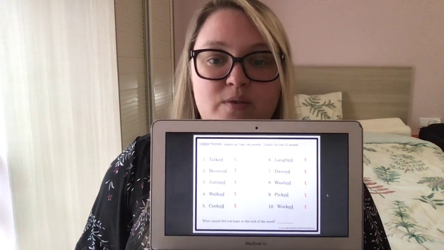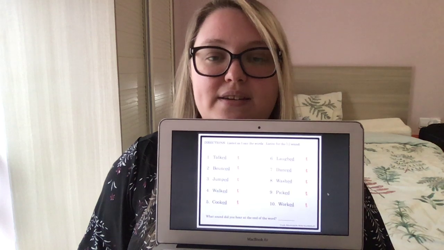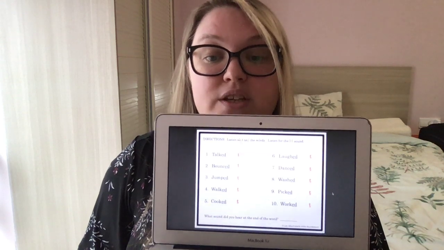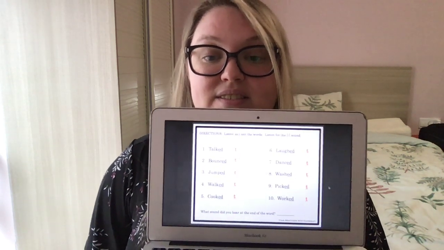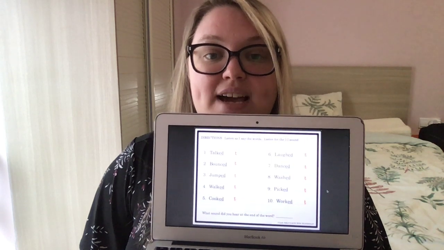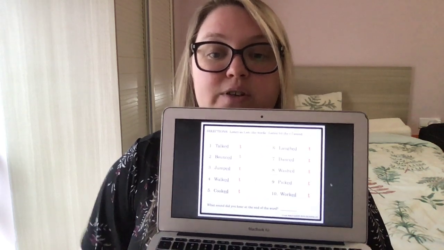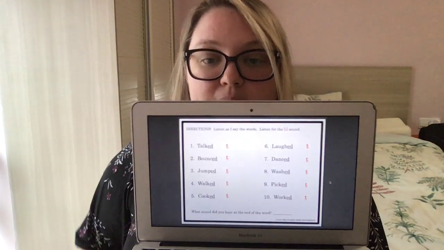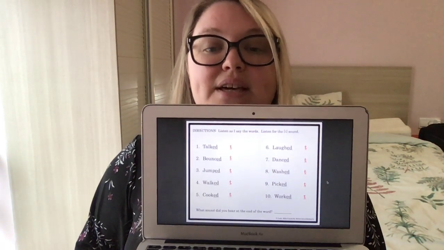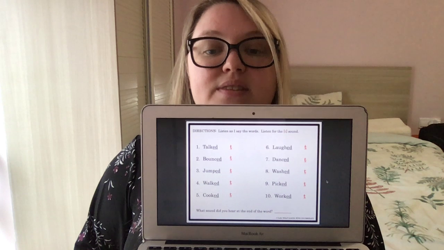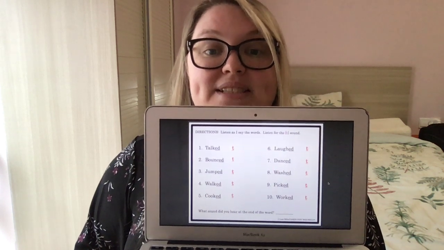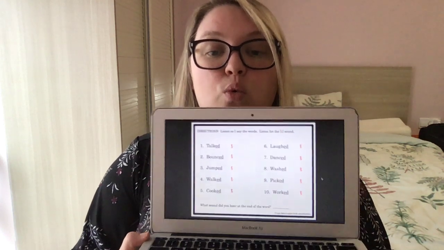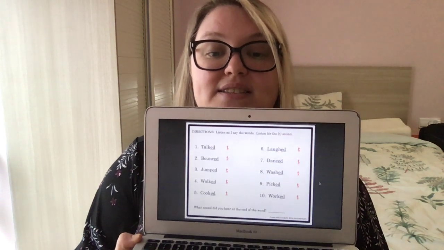Danced. What sound does dance make at the end? Is it a C sound? It's a soft C, which is an S sound, right? So, danced. Washed. The SH, sh. When you add ED, it makes a T sound. Washed. Picked. Picked. The K makes the ED make a T sound. Picked. And number 10, worked. The K makes a T sound.